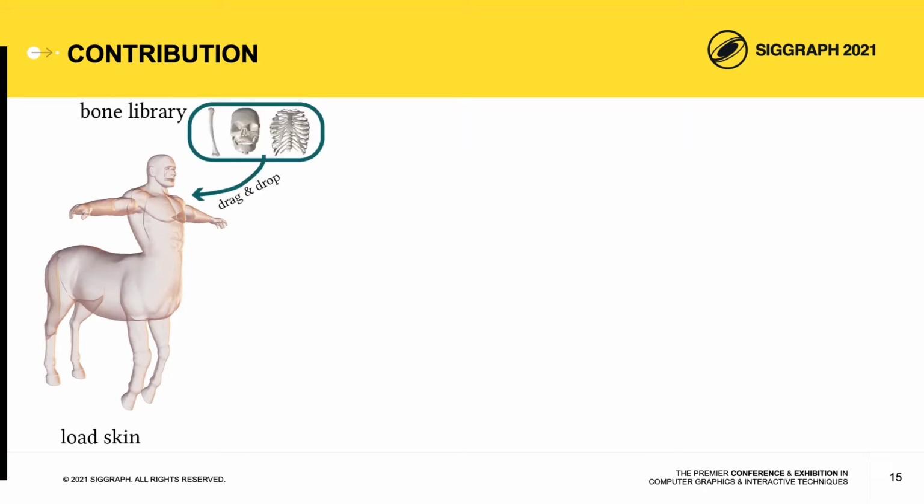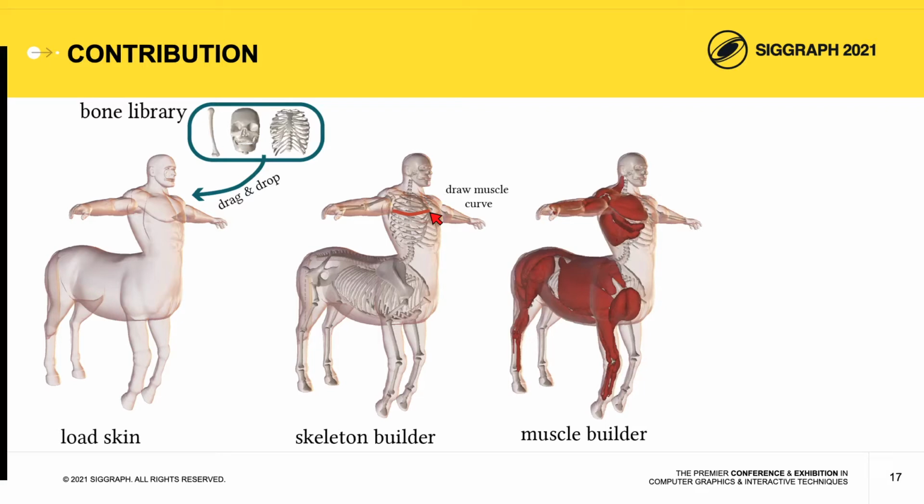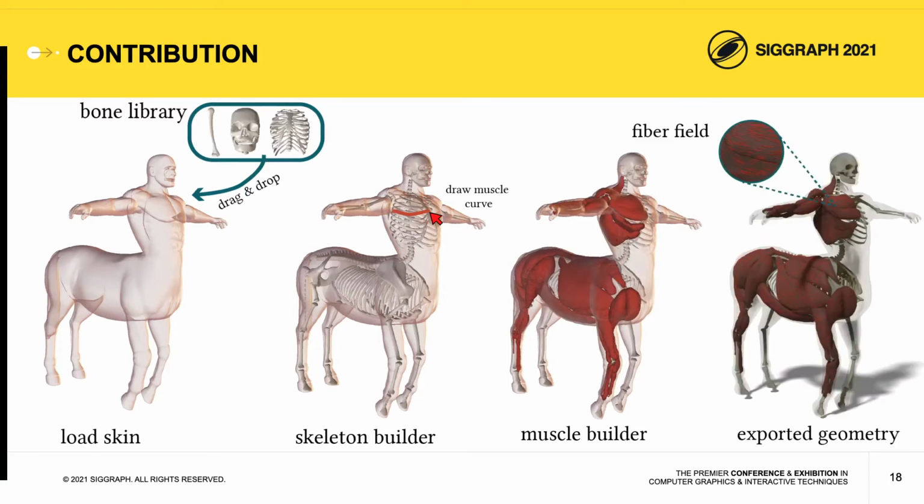The user starts by loading a skin and skeleton mesh. If the skeleton mesh is not available, we provide a skeleton builder tool to quickly generate the skeleton. The user then generates the skeleton by using a pre-existing library of bones that are adjusted to fit the skin mesh. The user generates a network of muscle curves that allow to segment the volume into different tissues. Finally, we developed an algorithm to convert our volumetric segmentation into tetrahedral meshes that can be used for downstream tasks.